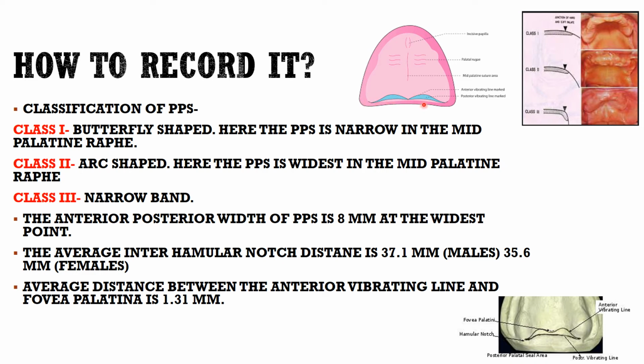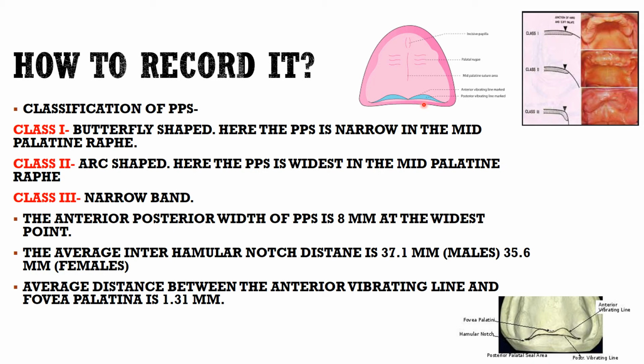So that is your class 3. Now when you're recording your PPS, there are three things you need to see: the size, shape, and dimensions of your PPS. The anterior posterior width of the PPS is 8 mm at the widest point. Then the average interhamular notch distance is 37.1 mm in males and 35.6 mm in females.